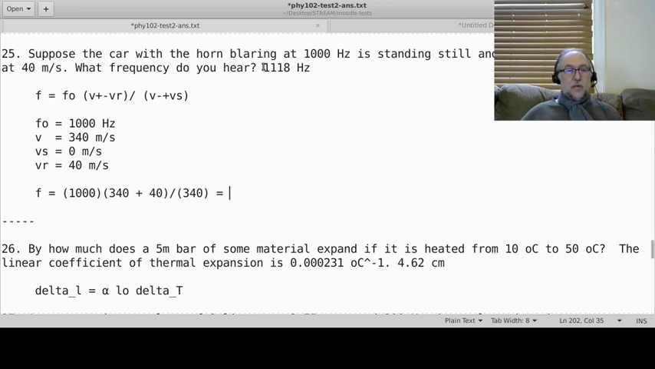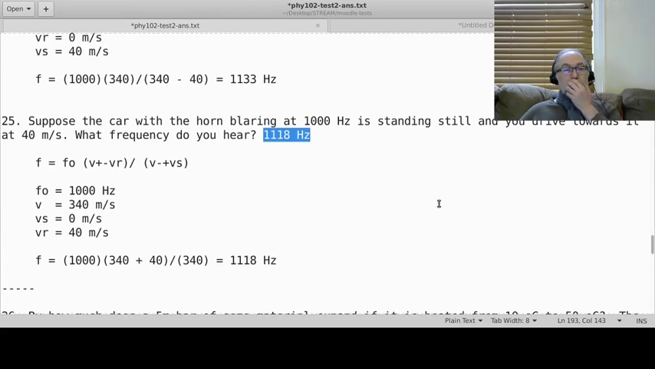And this time it turns out to be 118 hertz. It's funny, because if you compare these two numbers, you'll see that it's a big difference. In both cases, the source and the receiver are getting closer at 40 meters per second, but if the source is moving, you get a bigger Doppler effect than if the receiver is moving. So there you go.